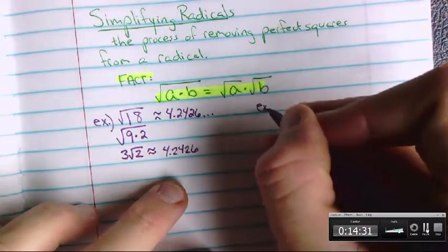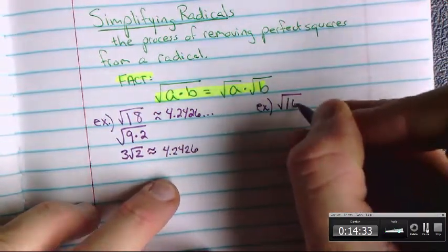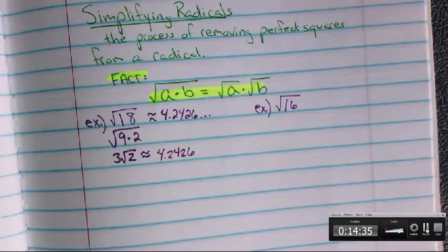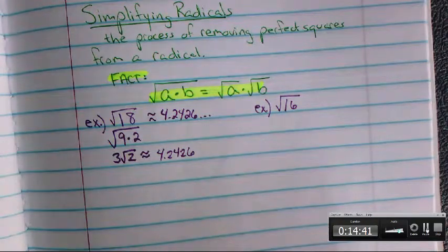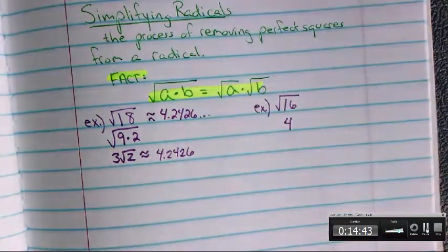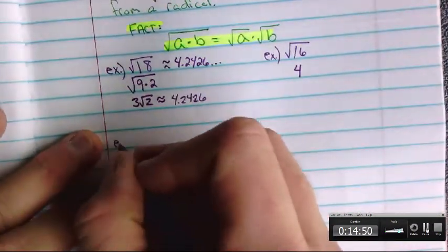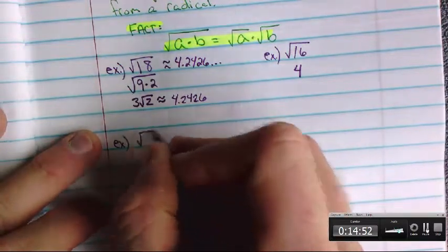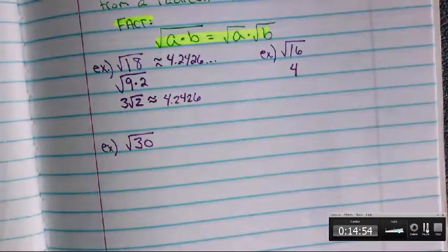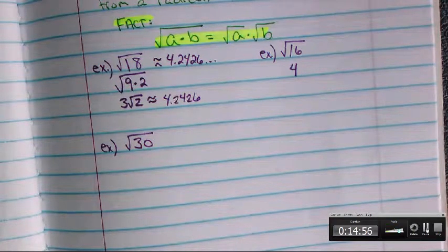That's another example. Square root of 16. That simplifies to 4. That's one of our perfect squares. It's 4.